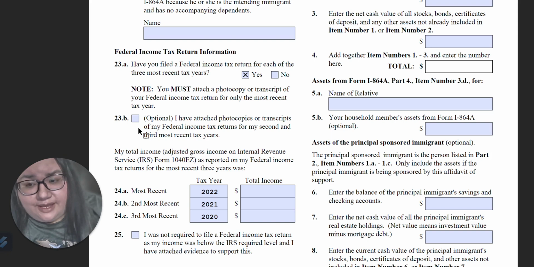So in our scenario, Jose is an airline pilot. He's been a pilot for several years. His income has consistently been around the same amount, so we're going to go ahead and mark that box there.